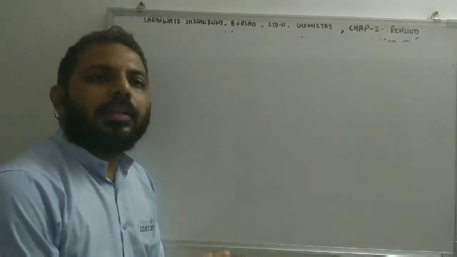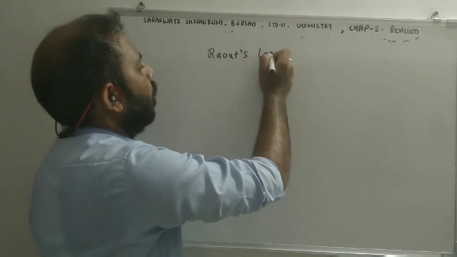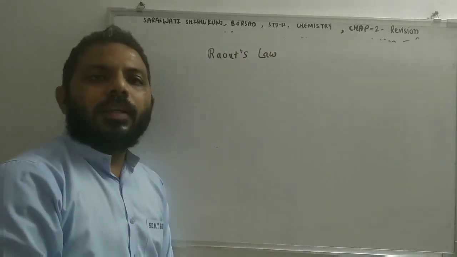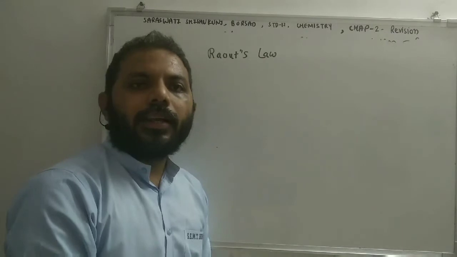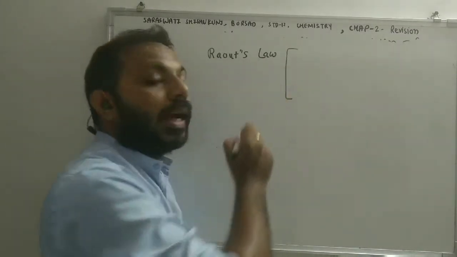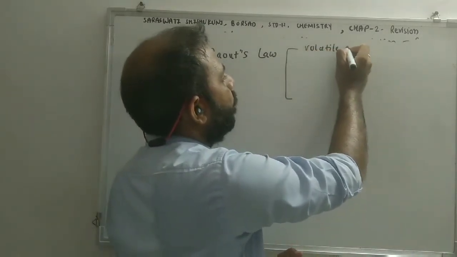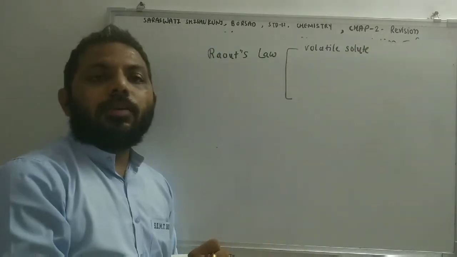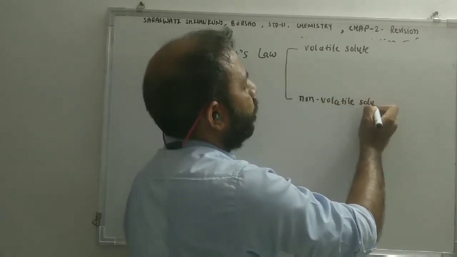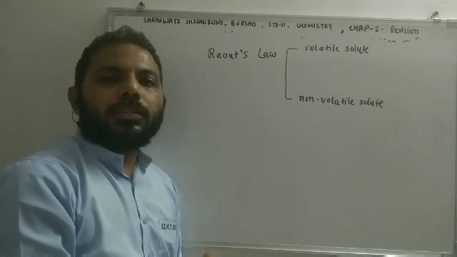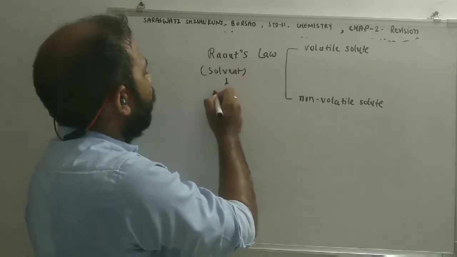After this topic, the chapter deals with Raoult's law. And there are 2 types of Raoult's law, right? Do you remember Raoult's law? First Raoult's law is for volatile solute. Second Raoult's law is for non-volatile solute. In these 2 cases, solvent is volatile.